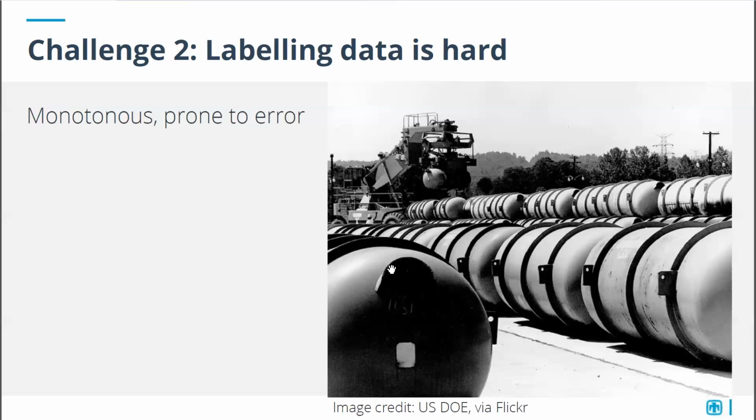So the second challenge is that labeling data is really hard. It's really boring. It's prone to error in part because it's really boring. It's also prone to expert disagreement. We love to set up rules for like what exactly constitutes a container and what it looks like and when it's a container and when it's not and how sure we have to be that it's a container.